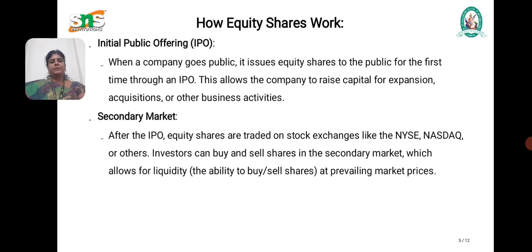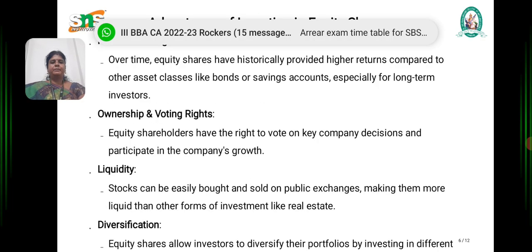How equity shares work? Initial public offering. When a company goes public, it issues equity shares to the public for the first time through the IPO. This allows the company to raise capital for expansion, acquisition, or other business activities. Secondary market. After the IPO, equity shares are traded on stock exchanges. Investors can buy and sell shares in the secondary market, which allows for liquidity at prevailing market prices.